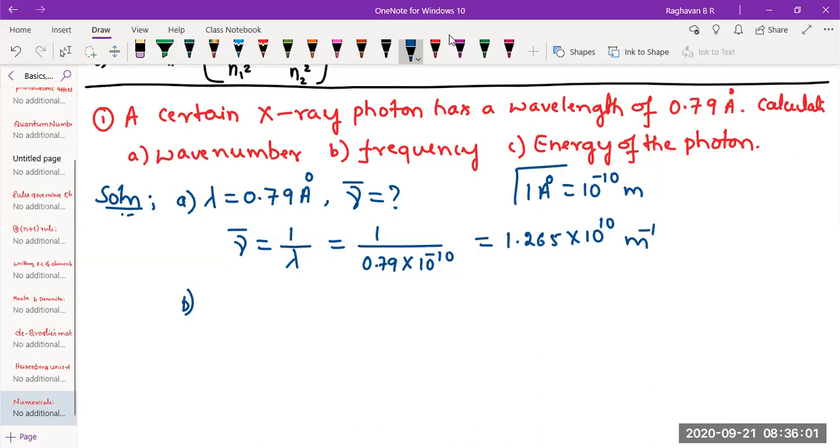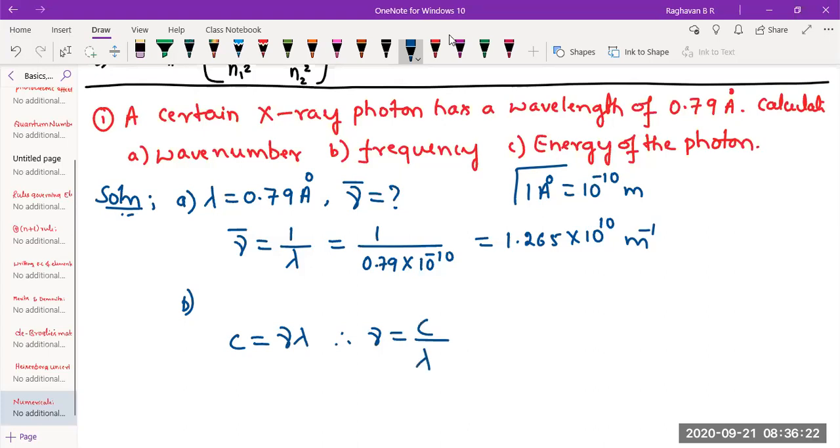Frequency we need to calculate. Frequency and wave number are related. What is the formula with which they are related? c is equal to nu lambda, am I right? So they are asking us to calculate frequency: nu is equal to c by lambda.